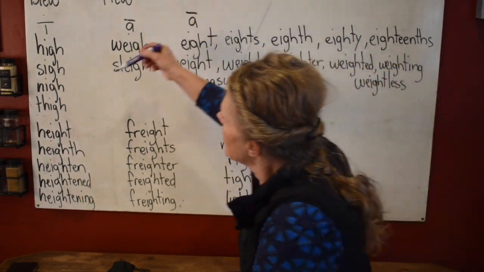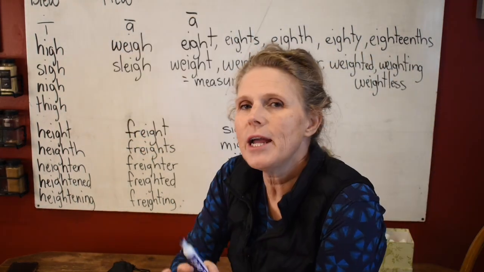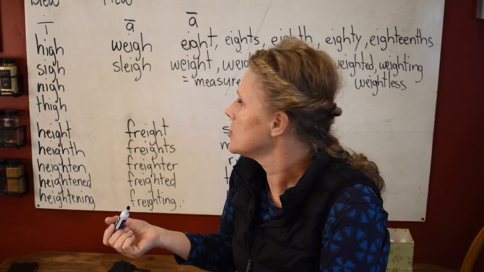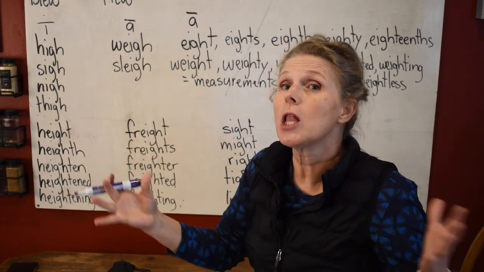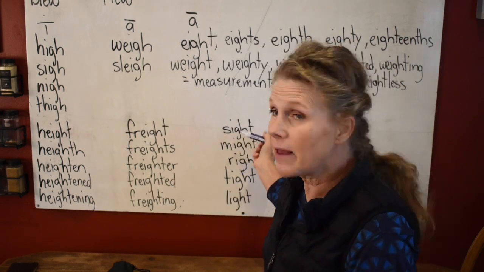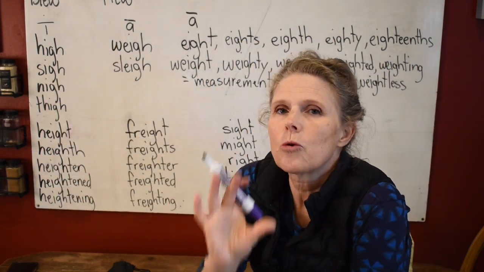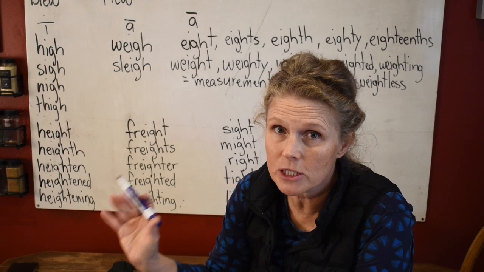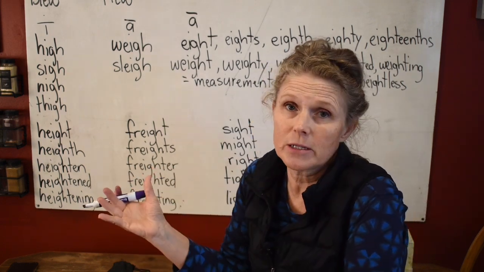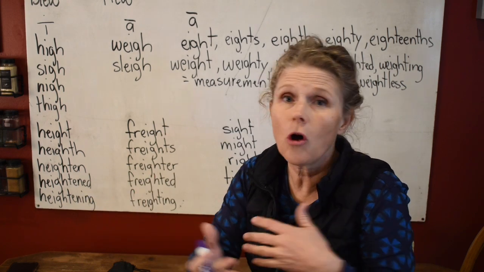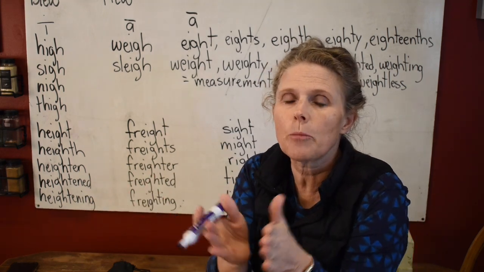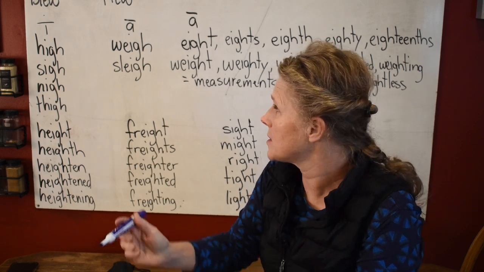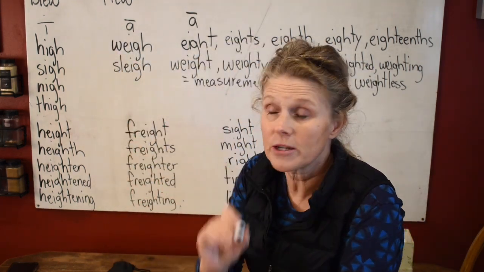Okay, so now look at the IGH. The IGH says the long I sound. It says I. There's not a lot of words that actually use it that way, but the words we use with the IGH, we use all of the time in the English language, and then we use suffixes and prefixes on top of those base words. So it's very important that you know the words that we use in this language all of the time.